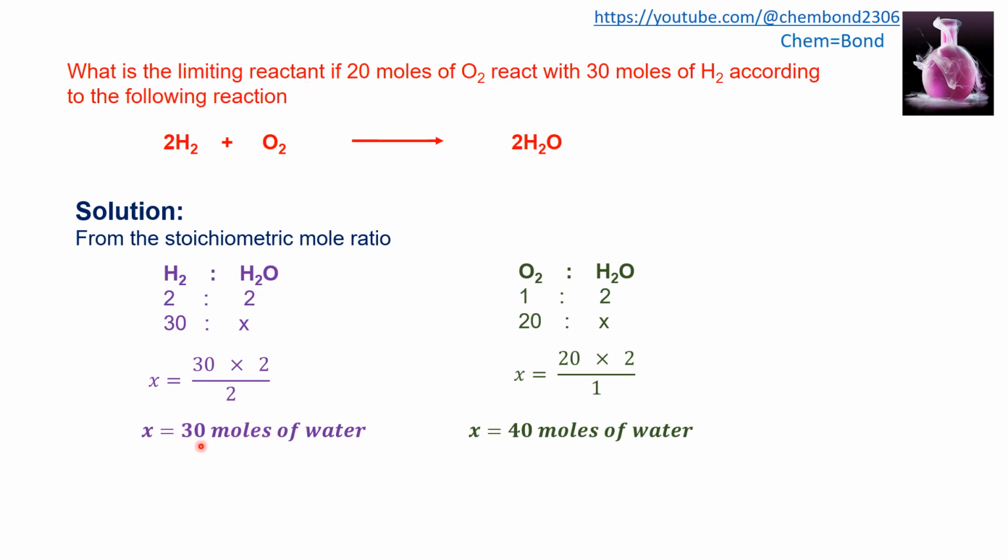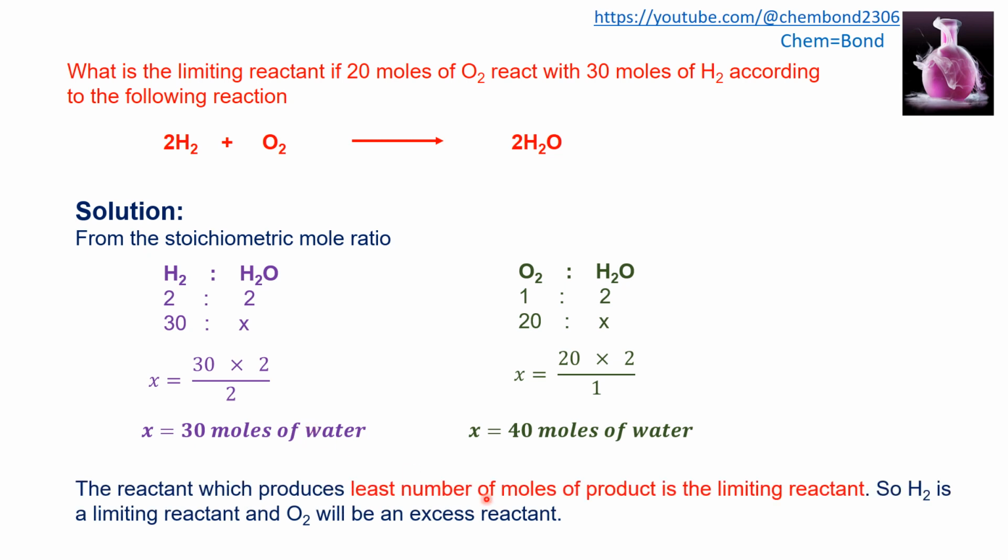So by seeing this, 30 moles of water is produced from hydrogen and 40 moles of water is produced from oxygen. Now the hydrogen will produce the least number of moles of product. So hydrogen is the limiting reactant and oxygen, in this case, is the excess reactant.